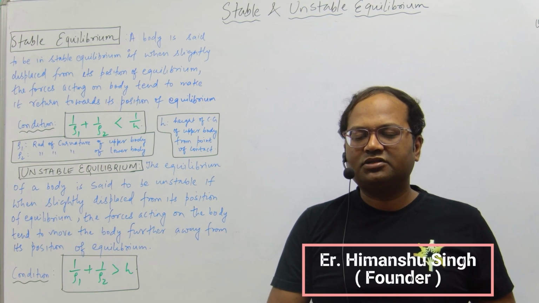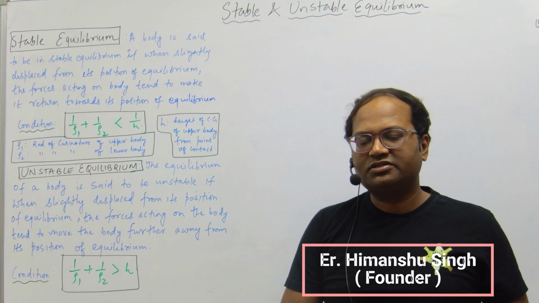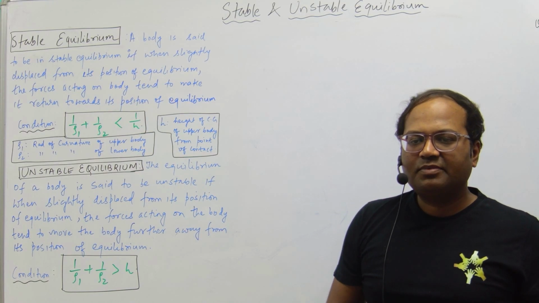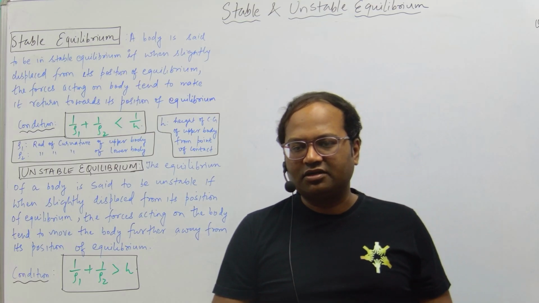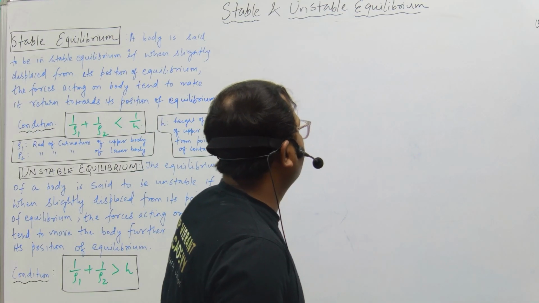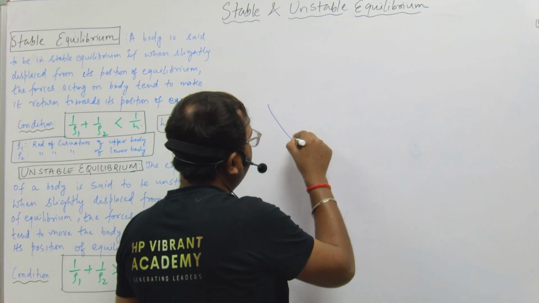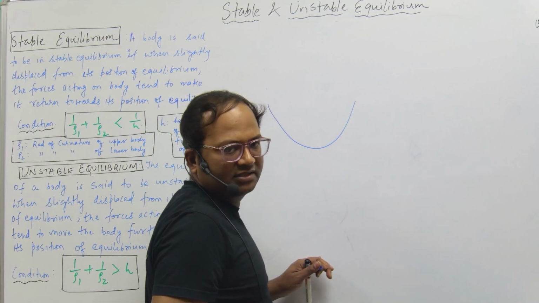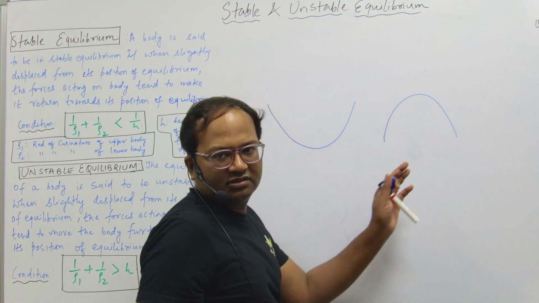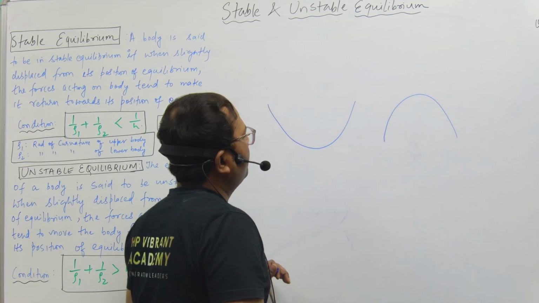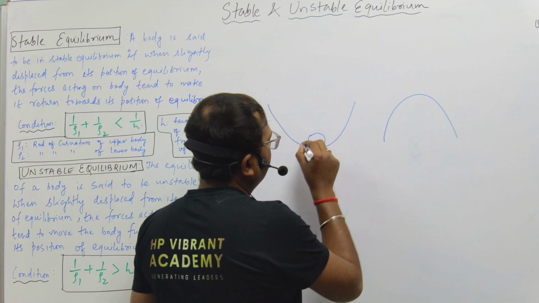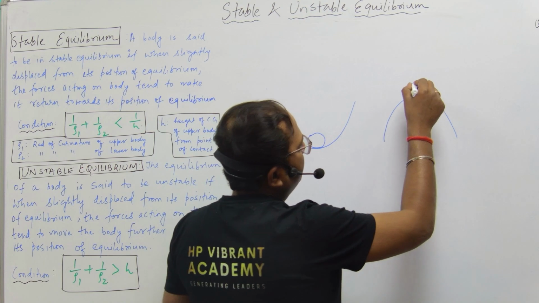In this particular lecture, we will discuss stable and unstable equilibrium. So let's begin. For understanding stable and unstable equilibrium, let us draw two cases. Let us take a hoop like this in the first case, and in the second case, let us take a hoop like this. Now place a ball here, and in the second case, place the ball here.